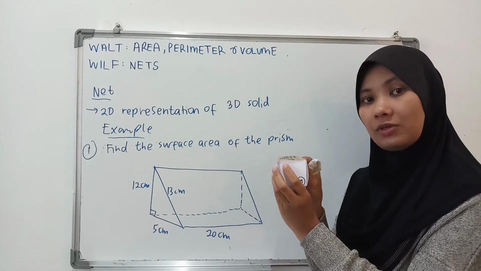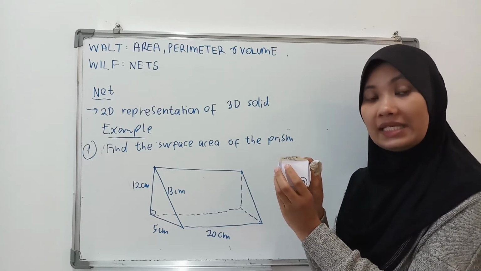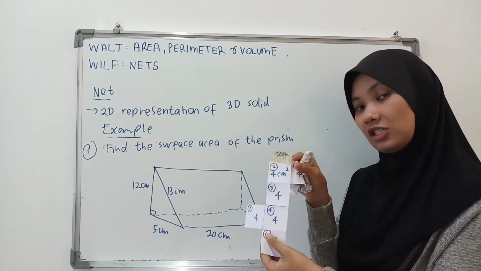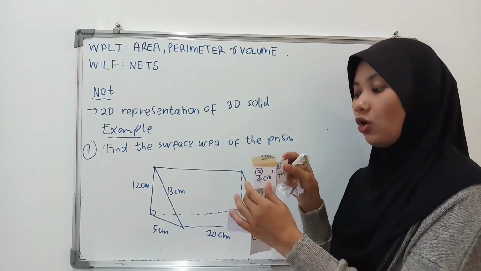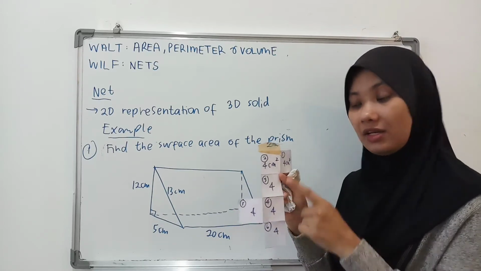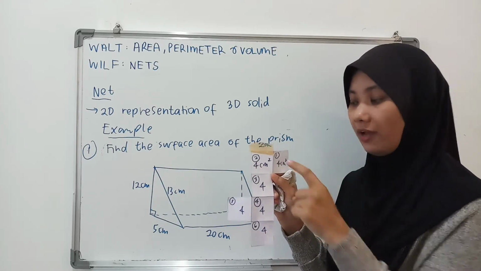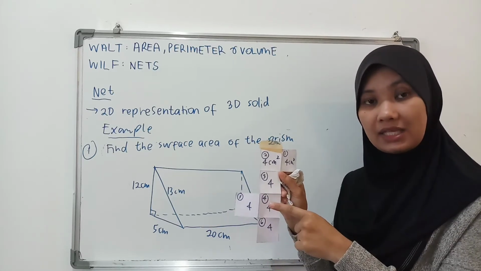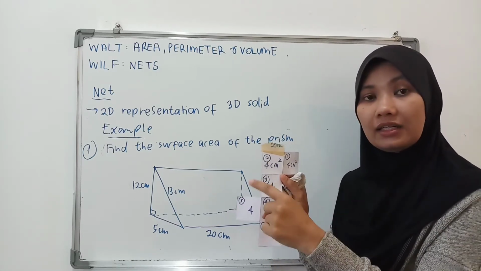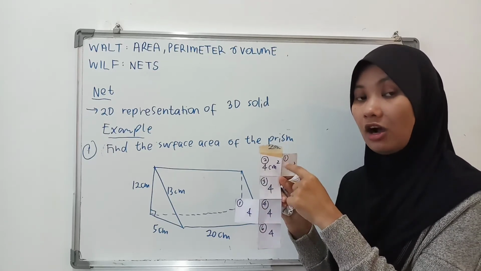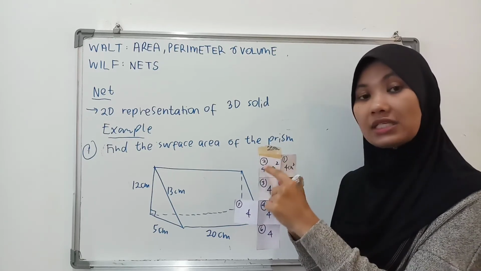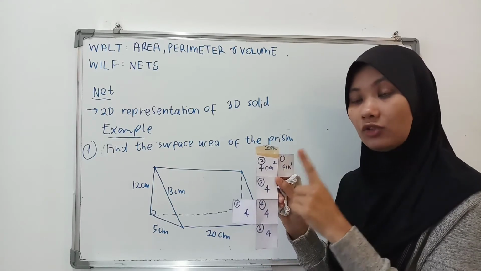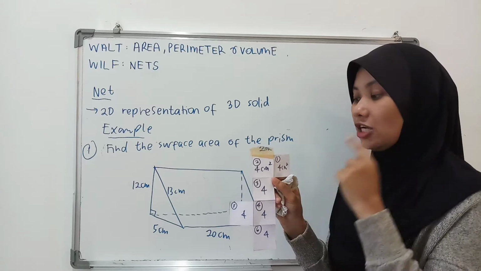The first step is you try to imagine it inside your mind. You open it, you will get a net like this. When you want to find the surface area, you calculate how many surfaces we have: 1, 2, 3, 4, 5, 6. We have 6 surfaces. So you need to calculate the area of each surface, and then add all 6 surfaces. Add one by one, calculate one by one.